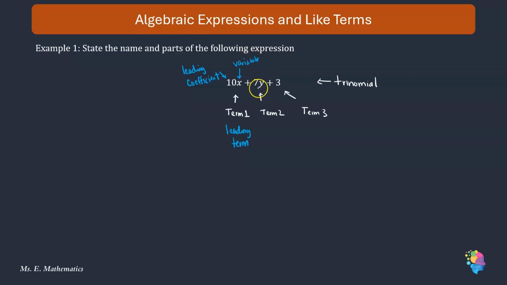In the second term, the 7 is going to change its name from a leading coefficient to just a coefficient, because it's not in the first term. However, y doesn't change its name, it's still a variable. Finally, the 3, since it doesn't have a variable, this 3 is no longer called a coefficient. This is just a number, so it is just a constant. All right, almost painless. Let's go to the second example.